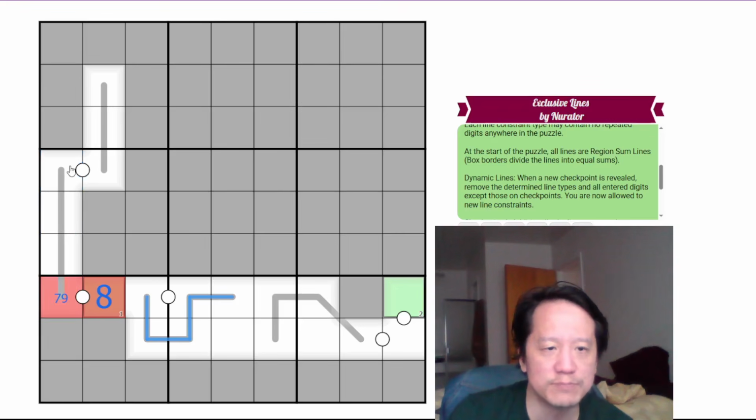So those must be whisper 5 lines, which means this is the other region sum line. This is high, which makes this low, which makes this high, which makes that low. This becomes a low-high pair.